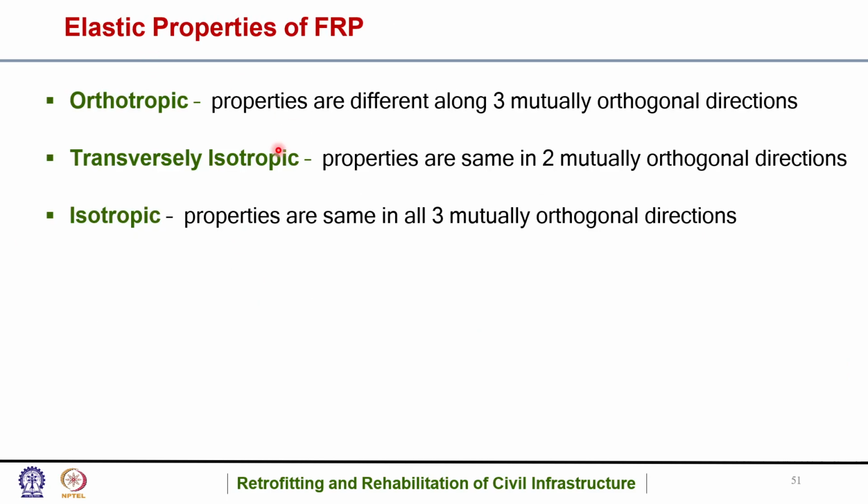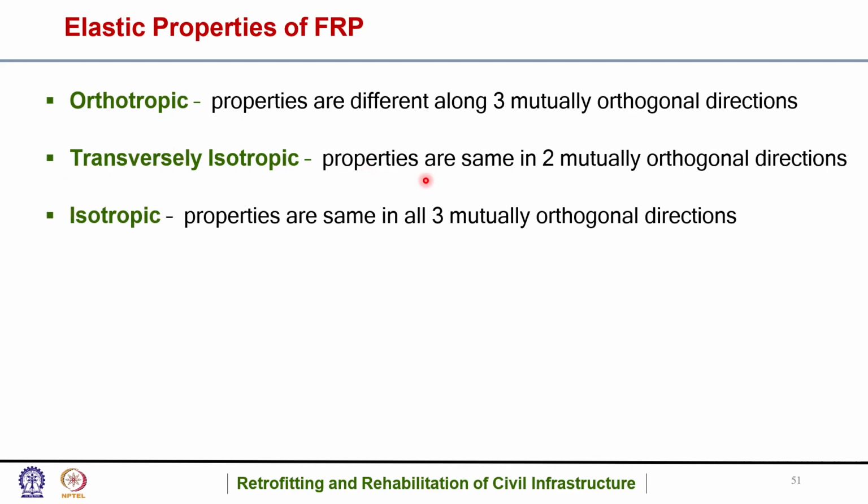So in that regard, we have to first understand three types of parameters of elastic property, okay. So one is orthotropic, one is transversely isotropic, and one is isotropic, completely isotropic. So when we talk about orthotropic, that means that properties are different along three mutually orthogonal directions. So orthogonal is 90-degree, okay. So when properties are different along three mutually orthogonal directions, it is orthotropic.